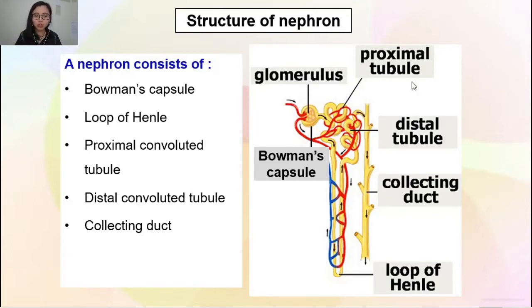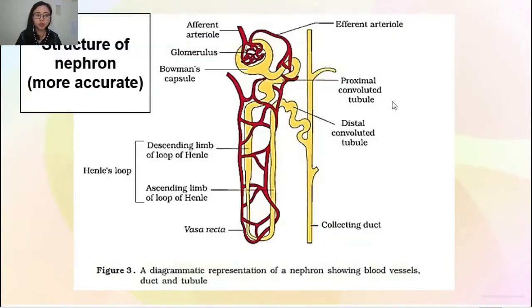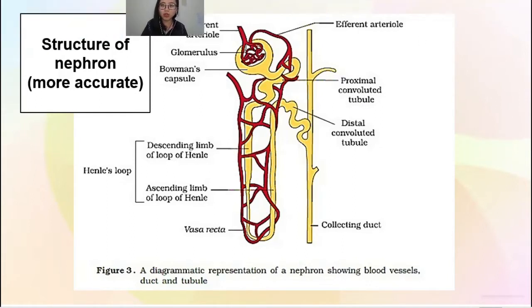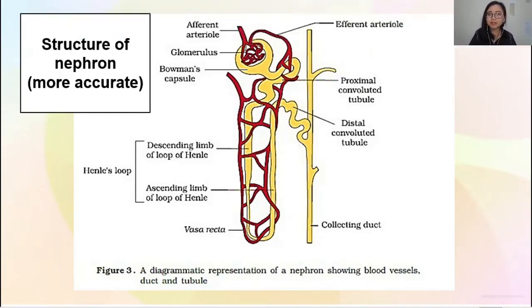Okay, so ini adalah contoh diagram yang biasa kita guna untuk tunjukkan nephron. So it is this type of diagram more accurately shows how the nephron looks inside your kidneys. Ini jenis lukisan yang macam ni menunjukkan susunan nephron di dalam kamu punya kidney. So memang dia akan berbelit-belit macam tu.